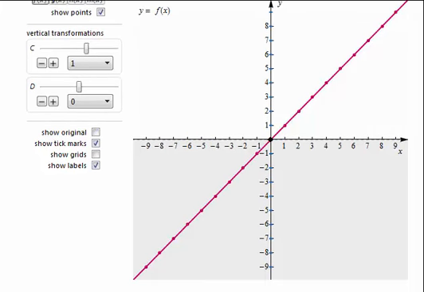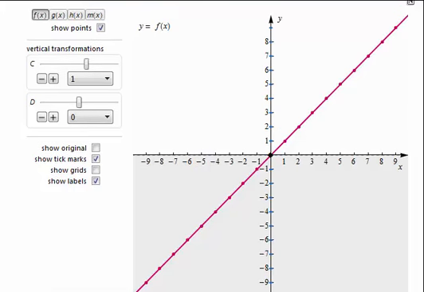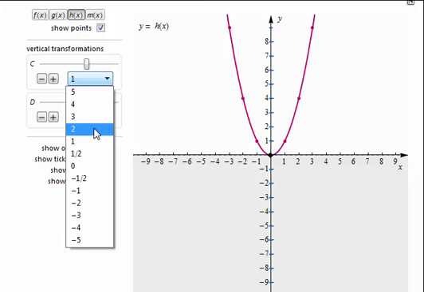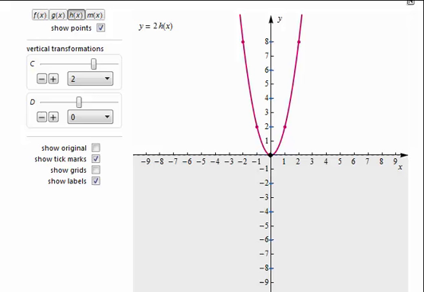So here we are at our interactive figure for the vertical transformations, dealing with parameters c and d, and we'll look at the graph of f of x equals x squared. And we'll look at the parameter c, which is the expansion and compression. So if we change c to 2, we have a vertical expansion.